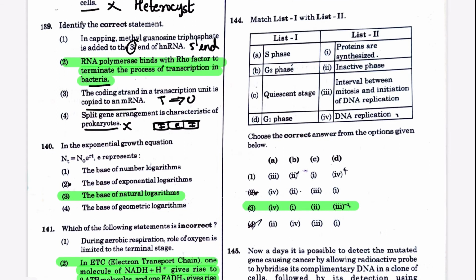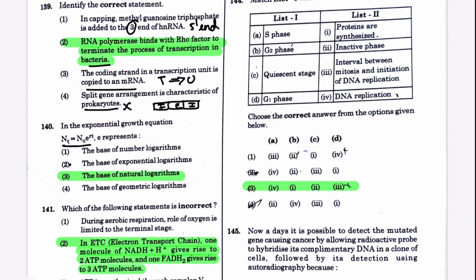140, in the exponential growth equation, they are asking you in this equation what does this e represent. Okay, so the e will represent the base of natural logarithm. The value would be somewhere around 2.718, something like that, right? So option 3 is right.